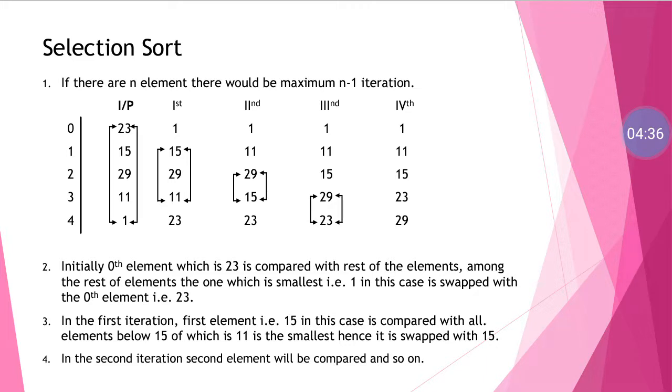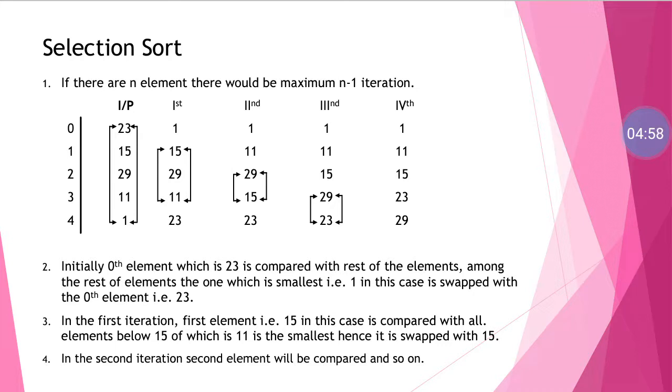If you could focus on the input column, in the input column the 0th element should be compared. In the first iteration, the first element will be compared. In the second iteration, the second element will be compared. In the third iteration, the third element will be compared, and so on. So as I have said, in the input stage, the 0th element will be compared with all the elements below it.